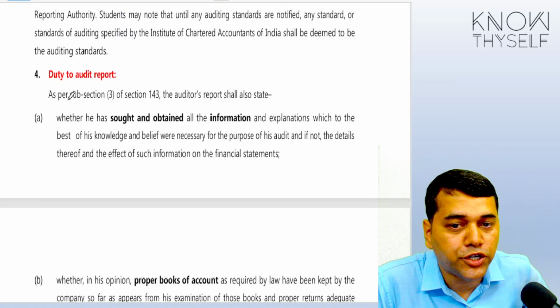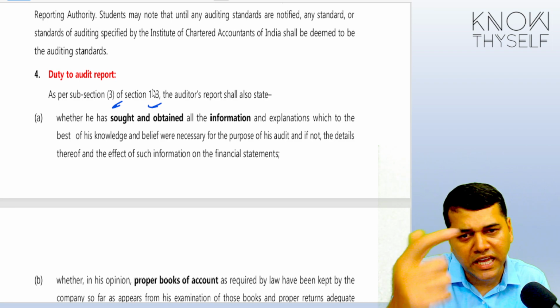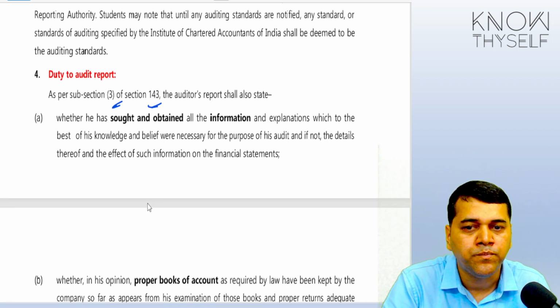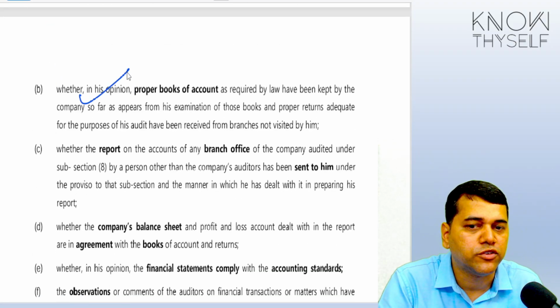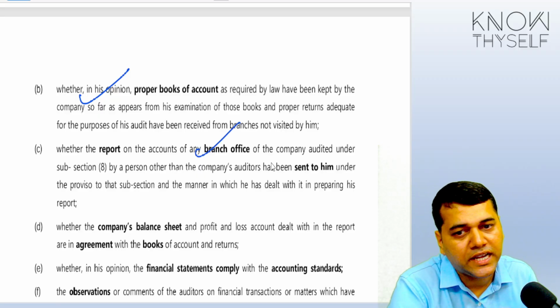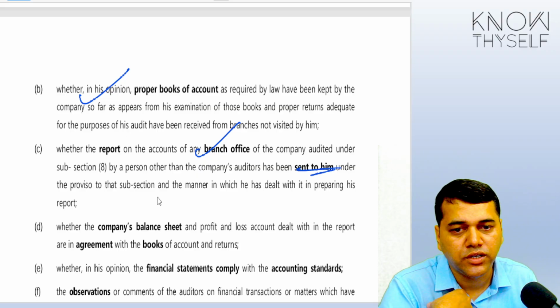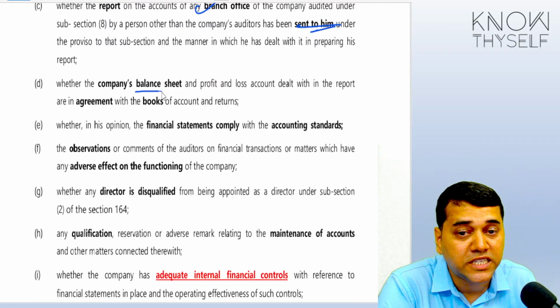This is mandatory because of section 143 subsection 9. Now you have got a duty to report. This is section 143 subsection 3. If you pick any annual report, you will see this duty to report. Have you obtained all the information? Have the proper books of accounts been maintained? If they have a branch office, have they maintained proper accounts there and sent you the branch details? Whether the company's balance sheet is matching with the books of accounts.